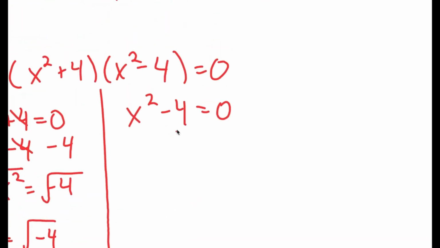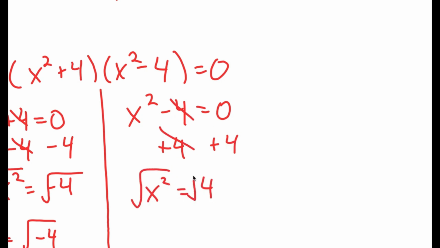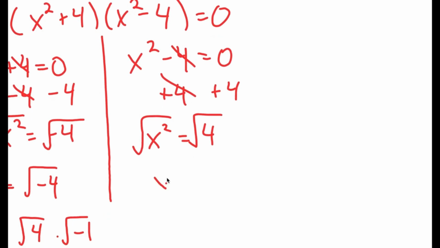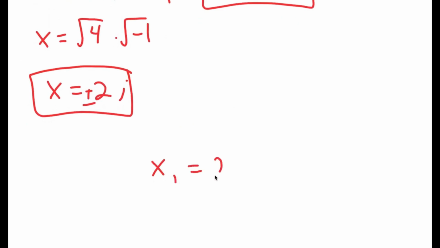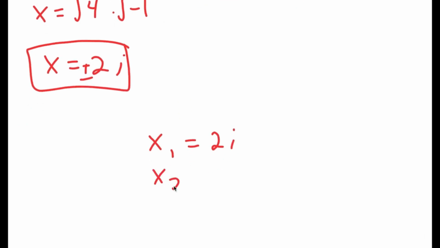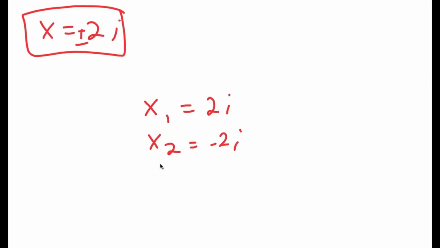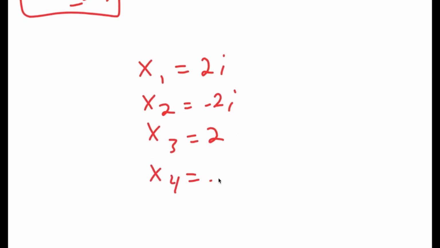Now for x squared minus 4 equals 0, I'm going to simply add 4 on both sides. So I get x squared is equal to positive 4, and now if I take the square root, I get x is equal to positive or negative 2. So my four solutions are x equals 2i, x equals negative 2i, x equals 2, and x equals negative 2.